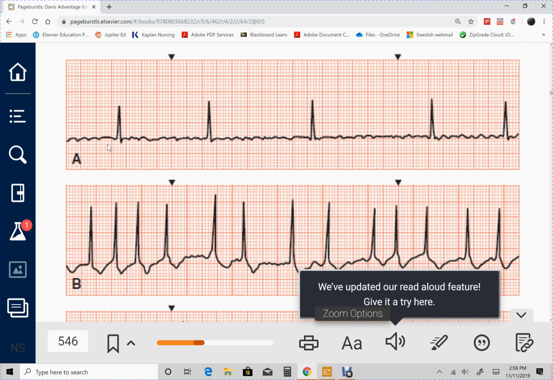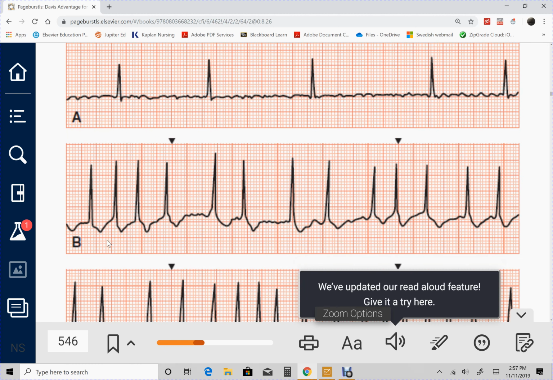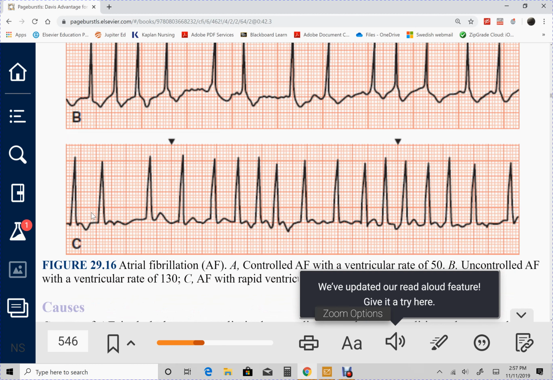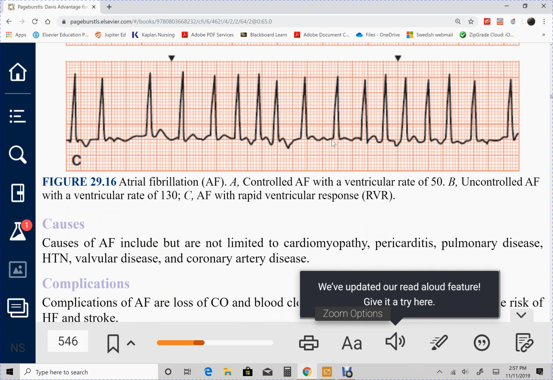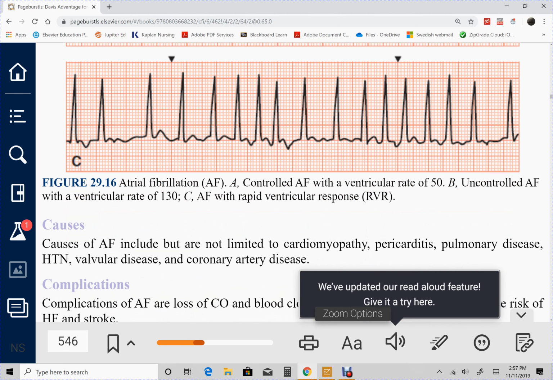This one is a more rapid response. Here in figure A, the AV node is doing its job, meaning it's not responding to these fibrillatory waves. In B, the AV node is not doing a very good job because it is responding to some of the fibrillatory waves. That's why the heart rate increased. And here, definitely the heart rate is uncontrolled. This type of AFib is called AFib with RVR, or rapid ventricular response.